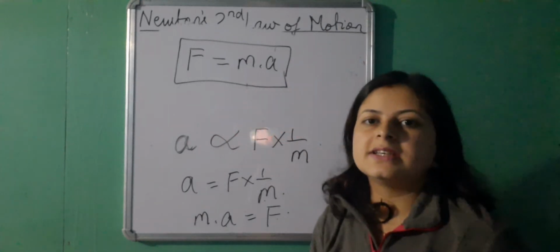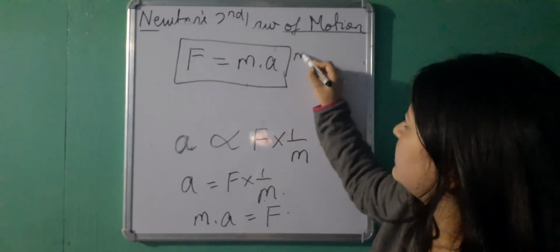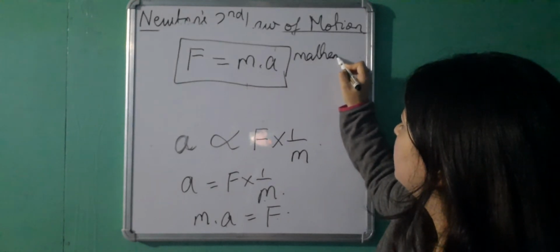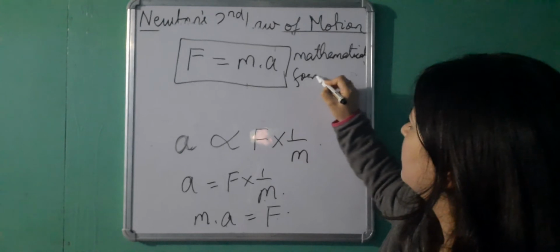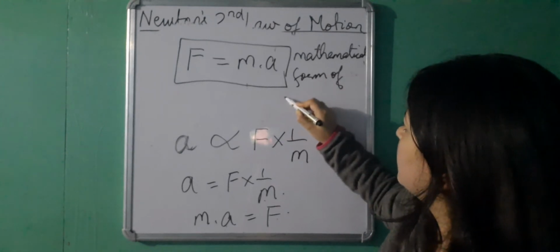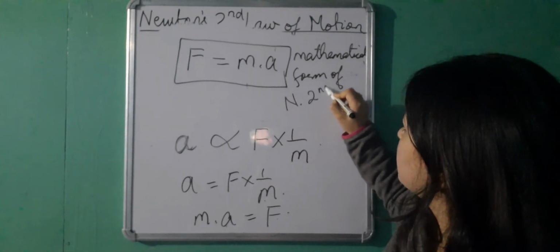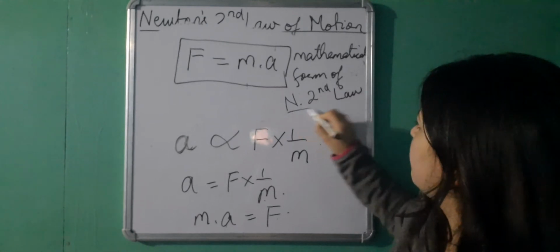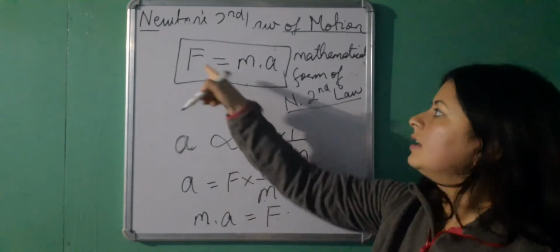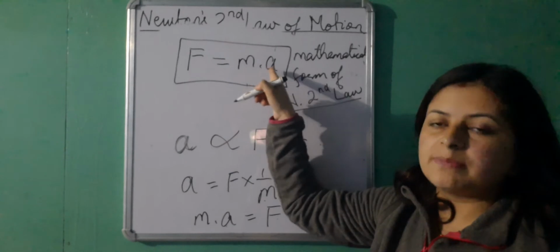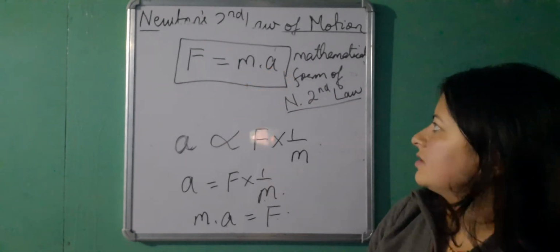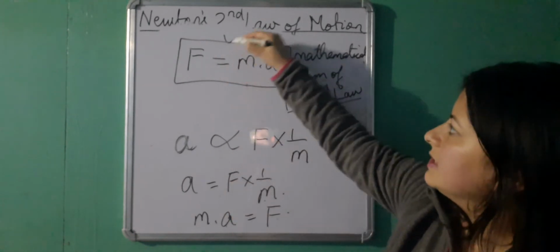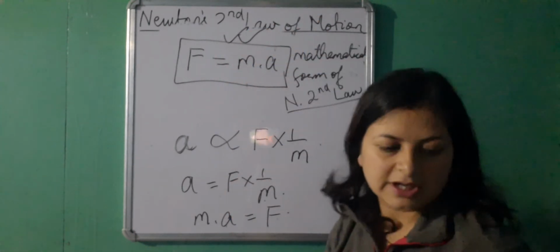So this is the mathematical form of Newton's second law. What is the mathematical form of Newton's second law? Force is equal to mass multiplied by acceleration. Here m means mass and a means acceleration. You have to keep this in mind.